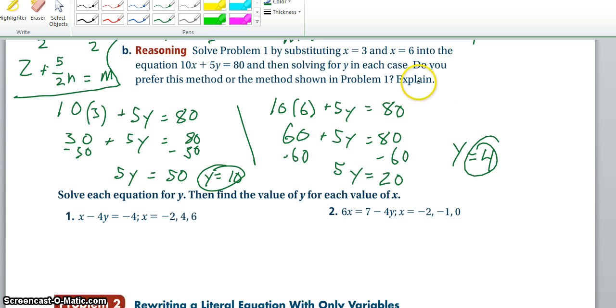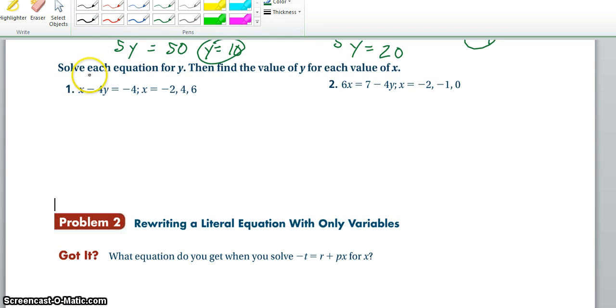Now, whether or not you prefer that method really just depends on what kind of brain you have, whether you like getting the value of the variable first and then plugging in, or whether you'd rather plug in and then isolate the variable. And really that's all up to you. Makes no difference. Alright, take a moment and pause the video and try to solve number 1 or number 2 if you can.